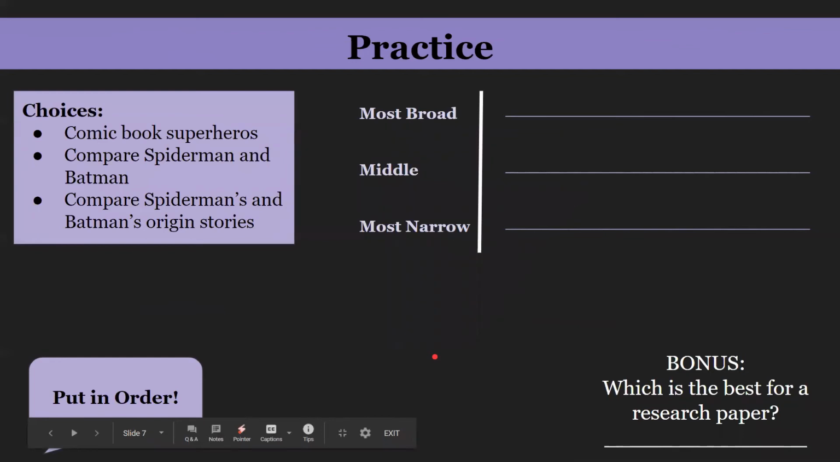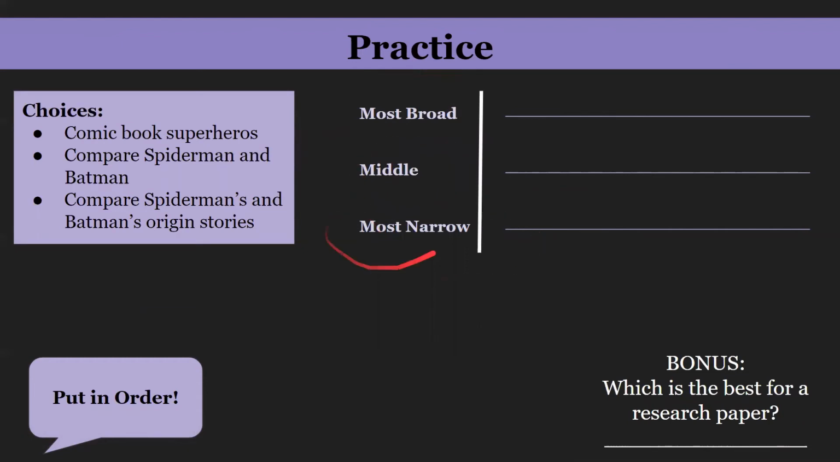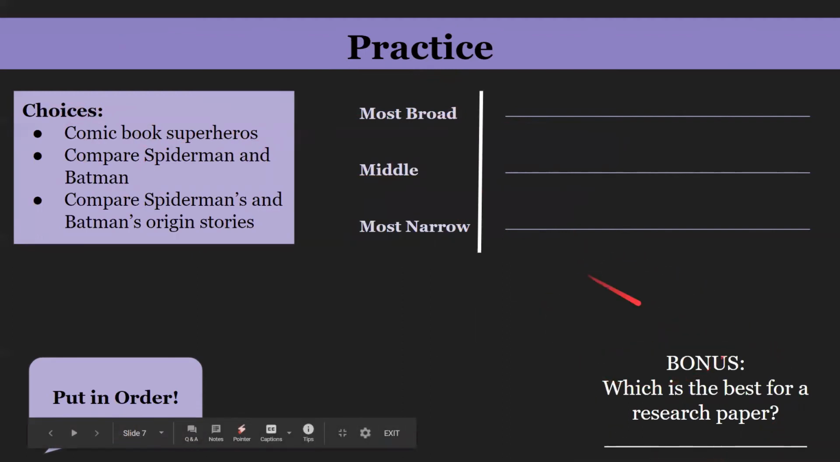Okay, let's go through some practice. You're going to put these in order of most broad, middle, and most narrow. And these are your choices: comic book heroes, compare Spider-Man and Batman, or compare Spider-Man's and Batman's origin stories. You're going to put one in each of the blanks, each one of the bullet points. And as a bonus question, which is the best for a research paper? Which of these three topics do you think is the best? All right, go ahead and pause the video. I'll give you a second to figure out which goes with which, and then I'll reveal the answer.